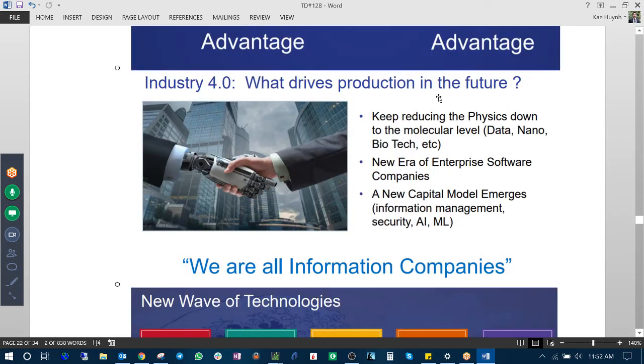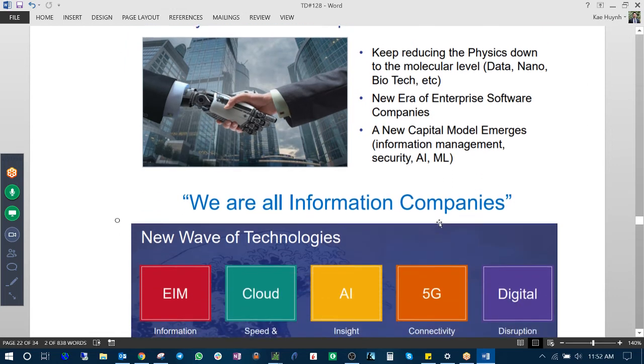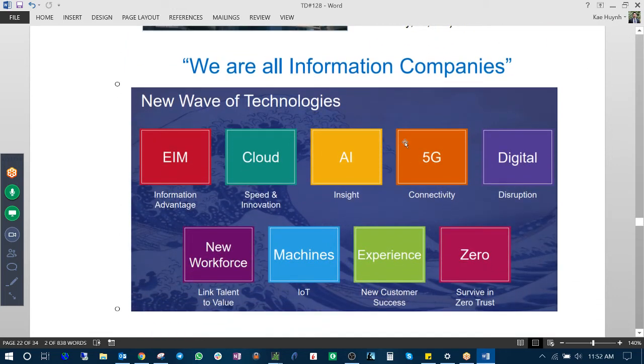Industry 4.0, what drives production in the future? Keep reducing the physics down to the molecular level. So I'm reading this again. New era of enterprise software companies are coming online, at least from their view. A new capital model emerges: information management, security, AI, machine learning. We are all information companies, new wave of technology. So these are the different categories, right? So AI, cloud, 5G, digital.